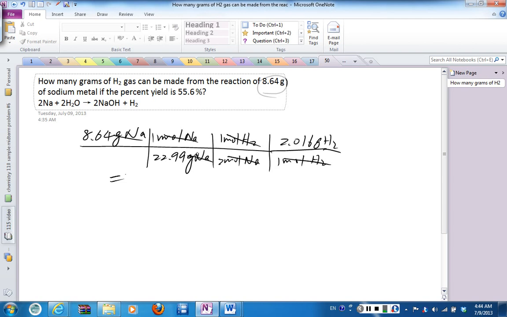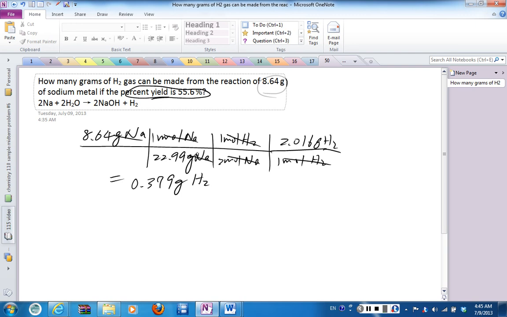The calculation here showed, if we punch the numbers into the calculator, 0.379 grams of hydrogen. Okay, if this is a regular stoichiometry problem, this would be the end of it, and this would be your right answer. However, with the percent yield involved, this is not a regular stoichiometry calculation.